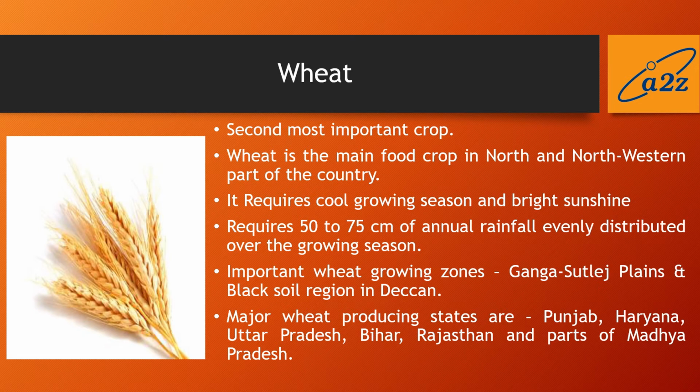It requires 50 to 75 centimeter of annual rainfall evenly distributed over the growing season. Important wheat growing zones are Ganga Satluj Plain and Black Soil region in Deccan. Major wheat producing states are Punjab, Haryana, Uttar Pradesh, Bihar, Rajasthan and parts of Madhya Pradesh.